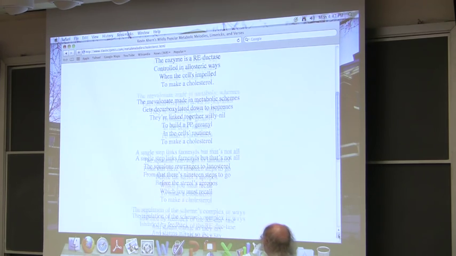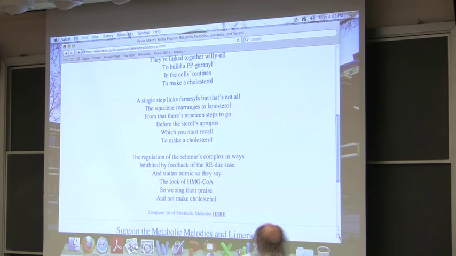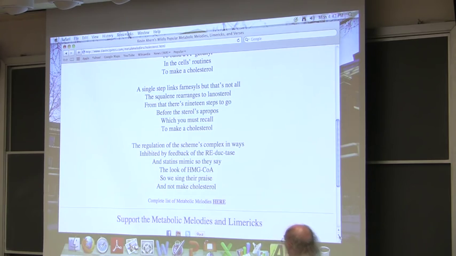A single step links farnesyls, but that's not all. The squalene rearranges to lanosterol. From that, there's 19 steps to go before the sterols apropos, which you must recall to make a cholesterol. The regulation of the scheme's complex in ways, inhibited by feedback of the reductase, and statins mimic, so they say, the look of HMG-CoA, so we sing their praise and not make cholesterol.